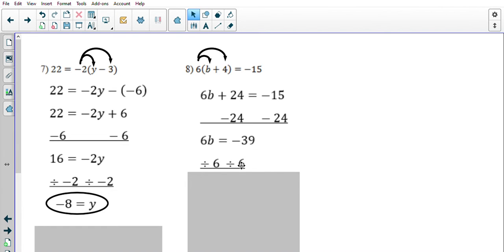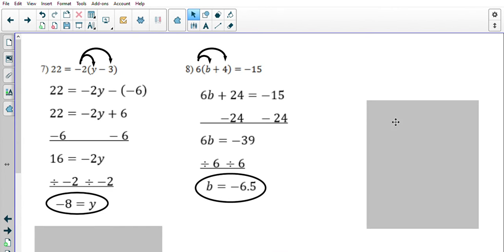-39 divided by 6, depending on your calculator, is probably going to give you a decimal. It will be -6.5. Now, if you have -6.5, that's okay. -13.5, some of your calculators might give you that as well. But I wrote -6.5. That's what my calculator gave me. But any of those equivalent solutions are acceptable also. So again, don't assume that just because you got a decimal for your solution, that your work or answer is wrong.